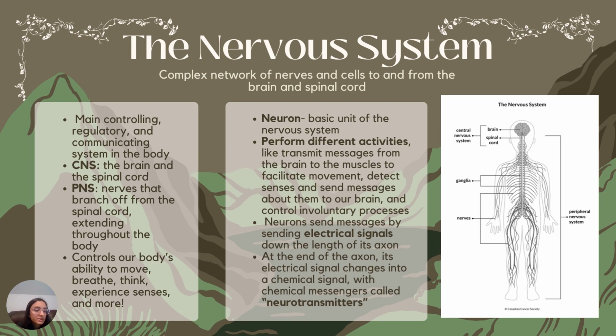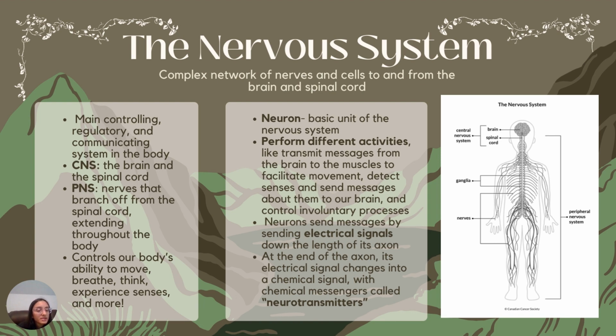The nervous system's activity controls our body's ability to move, breathe, think, experience senses, and more. The basic unit of the nervous system is a nerve cell called the neuron. Neurons can perform different activities, like transmit messages from the brain to the muscles to facilitate movement, detect senses and send messages about them to our brain, and control involuntary processes such as heartbeat, the release of hormones, and the opening of the pupil in response to light.